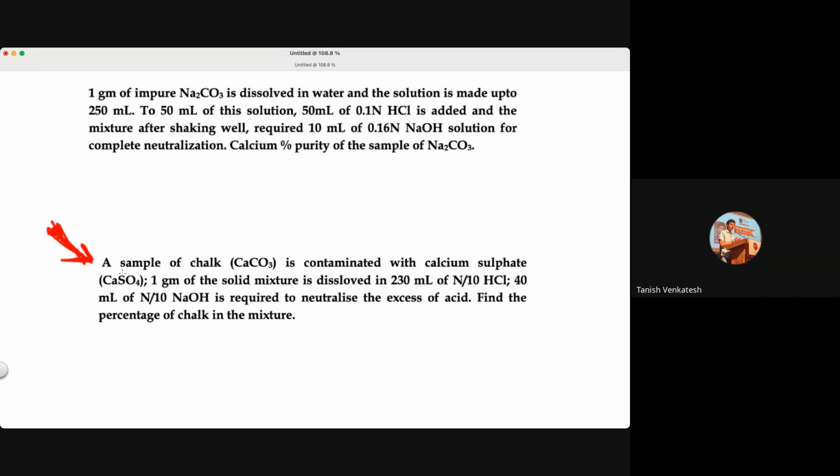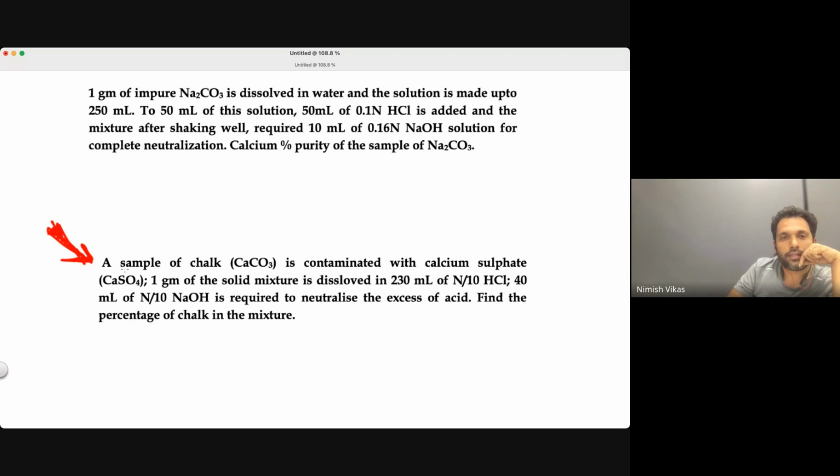Yes, sir. A sample of chalk. Okay, whenever they say a sample of chalk, it is almost certain that this must be having some impurity. So when I start reading a question, I'm not reading the whole question and then coming back, I'm just reading in front of you, as I should be reading. A sample of chalk, CaCO3. Okay, I am alert that okay, this may be impure.